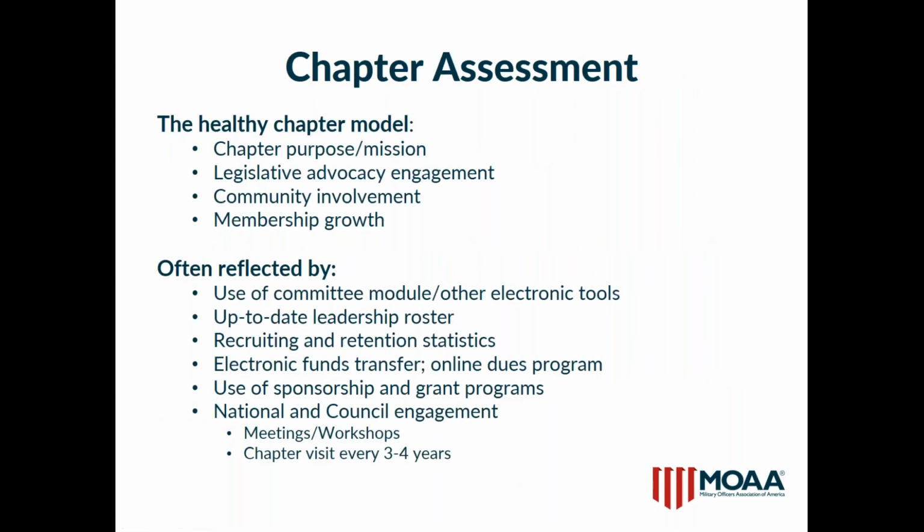Okay, so chapter assessment. A healthy chapter has three things in common in place, and that is they have a purpose or a mission, which they can easily articulate. They are engaged in the legislative advocacy mission, and they are involved in the local community. And those three things in turn contribute towards membership growth at the chapter level and ultimately at the national level.